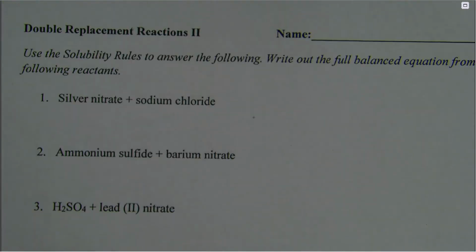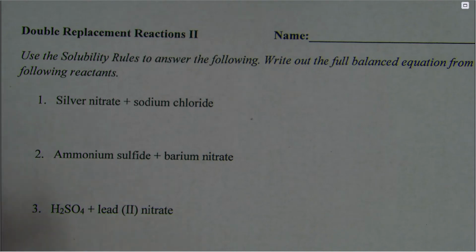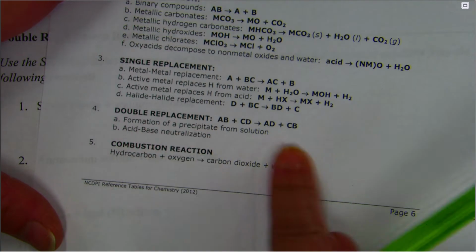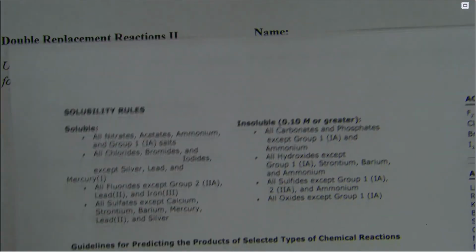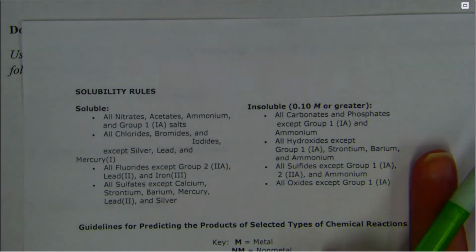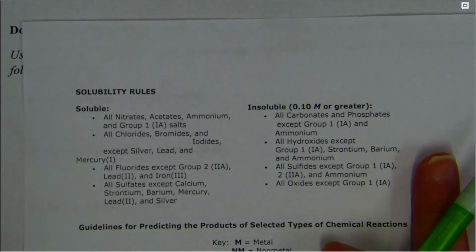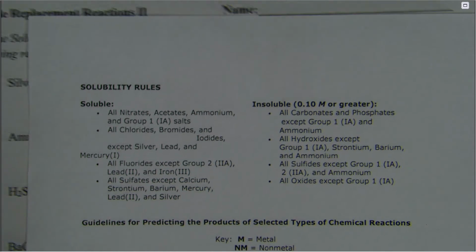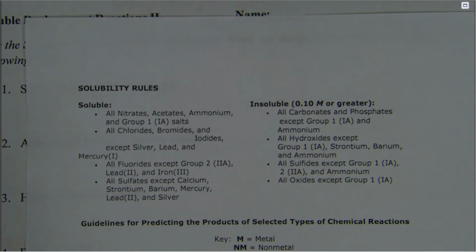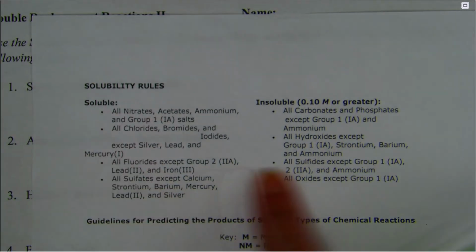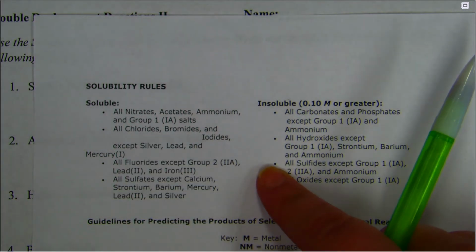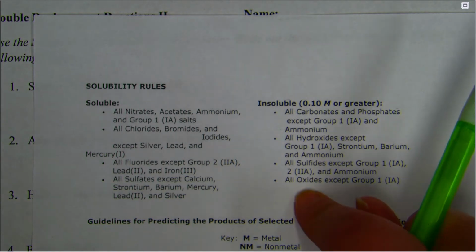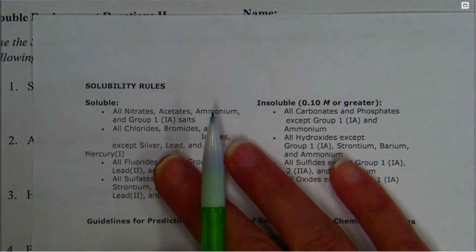Today's lesson is going to be on double replacement reactions, which is number 4 on our reference tables. And for our double replacement reactions, we're going to use our solubility rules. Now, our solubility rules are going to be really important here because they're going to determine whether or not a reaction actually works. These solubility rules don't become dependent on this reference table, because you will not have this when we get to the AP section.